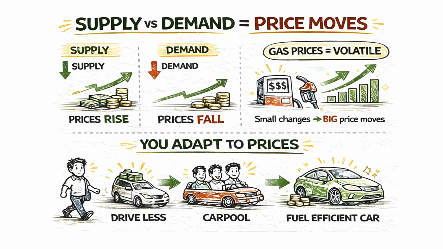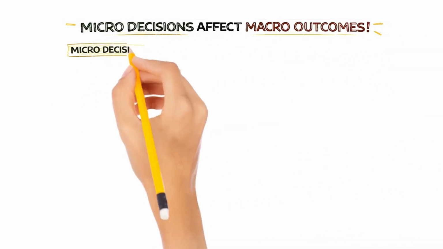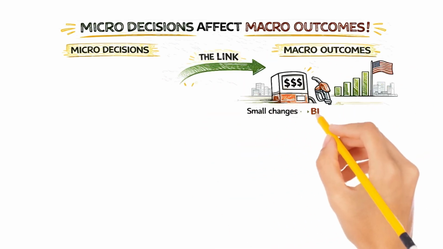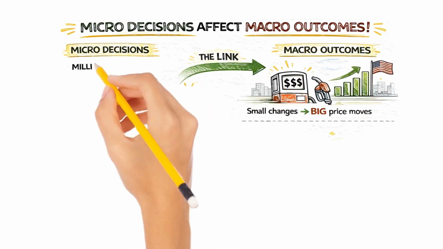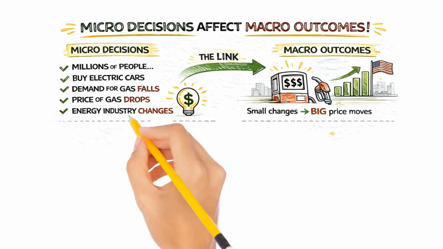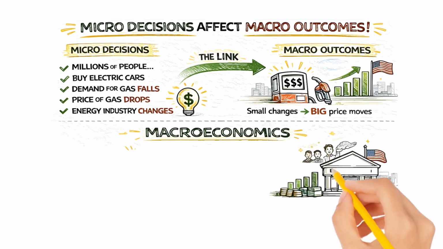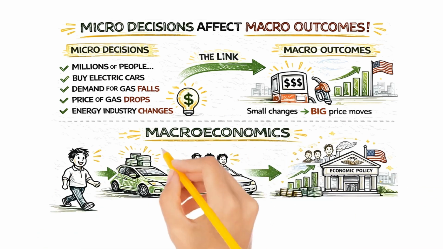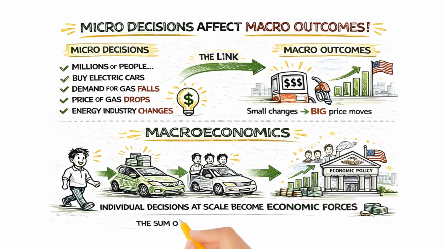How do you respond as a consumer? When gas prices rise, you might drive less, carpool more, or buy a more fuel-efficient car. Those are micro decisions responding to market signals. And those millions of micro decisions eventually affect macro outcomes. If enough people buy electric cars, demand for gas falls, which lowers prices, which changes the energy industry, which affects national economic policy. This is the link between micro and macro. Individual decisions at scale become economic forces.